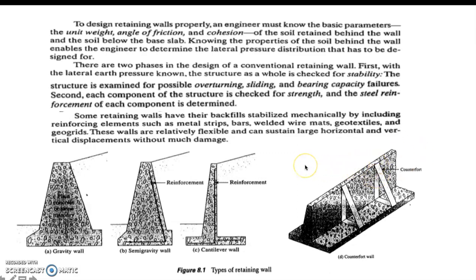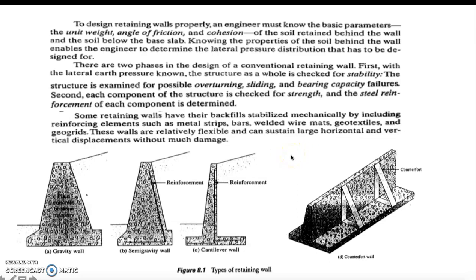To design a retaining wall properly, an engineer must know the basic parameters. So what are those parameters? We're talking about the parameters unit weight, angle of friction, and cohesion. Those parameters are necessary to design a retaining wall. There can be 2 sets of basic parameters. One set, which includes unit weight, angle of friction, and cohesion, is for the soil retained behind the wall, and the other set is for the soil below the base slab.